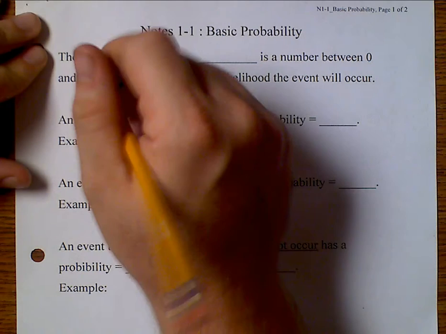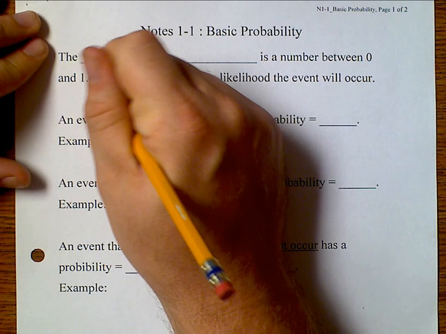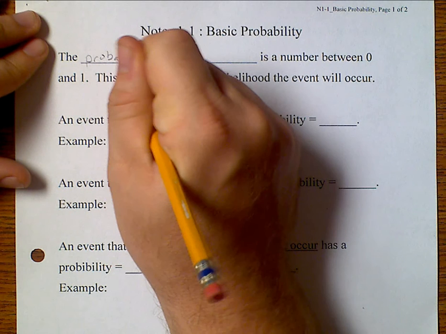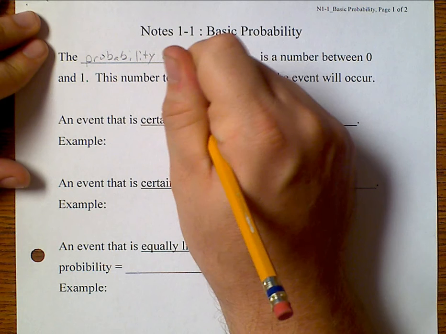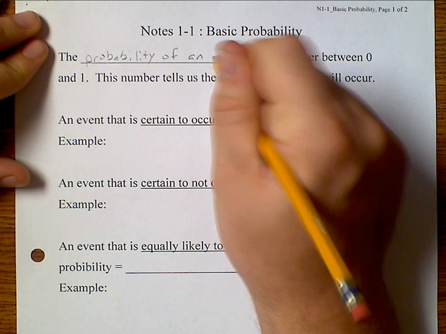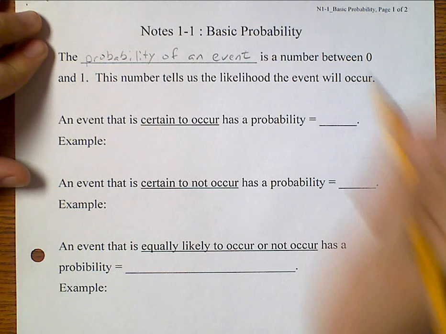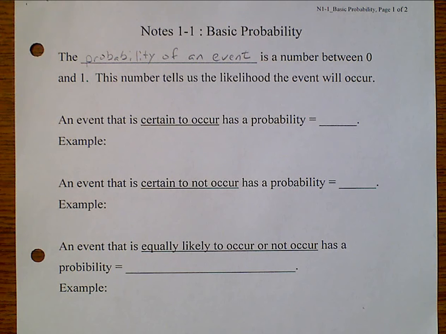The probability of an event is a number between 0 and 1. This tells us the likelihood that event will occur. So, something that's always going to happen has a probability of 1.